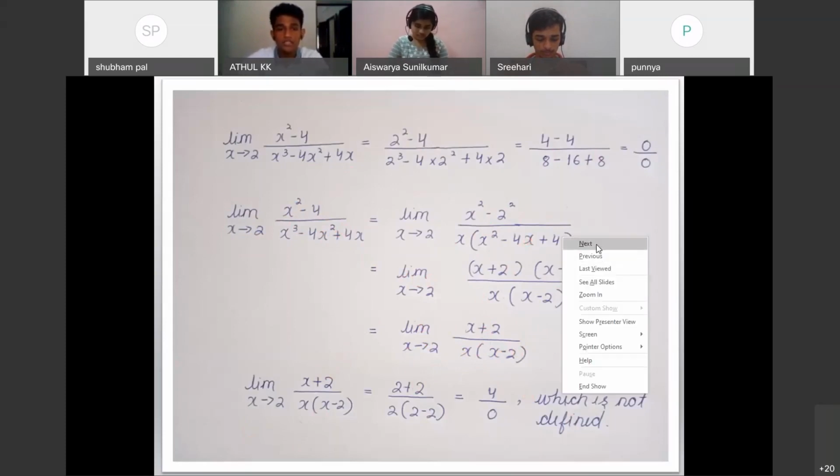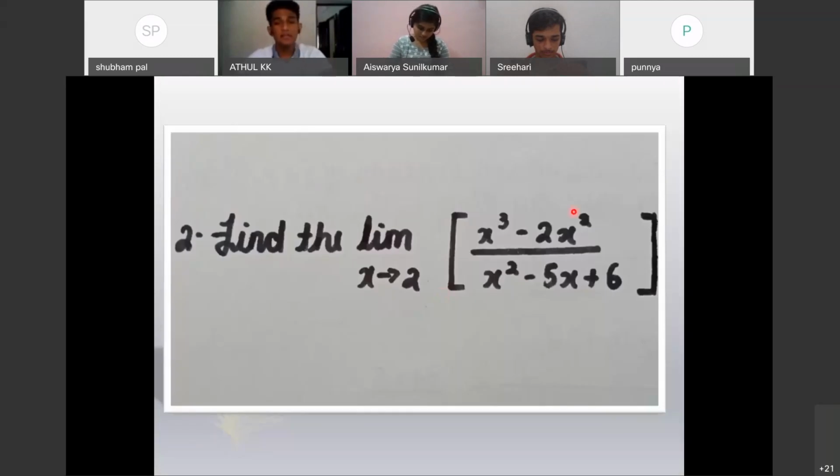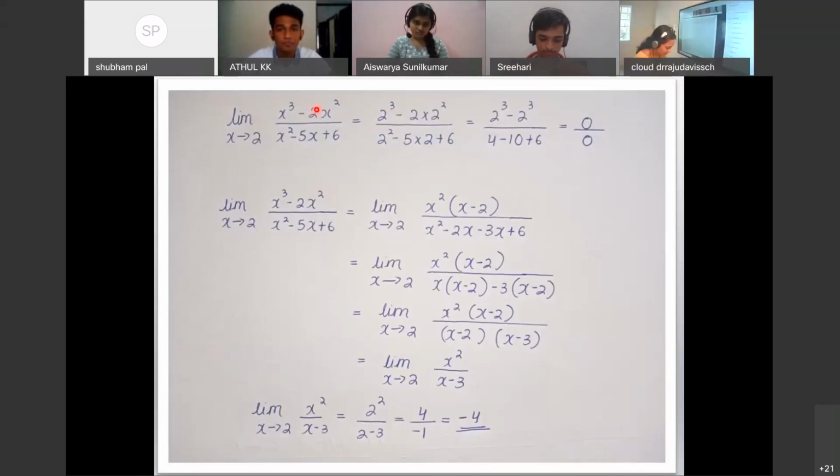Now we'll move on to the second question. Find the limit as x tends to 2 of x cube minus 2x square by x square minus 5x plus 6. Again, it is a rational function, so we move forward with the first step, which is we substitute 2. So when we substitute 2, it becomes 2 cube minus 2 into 2 square by 2 square minus 5 into 2 plus 6. 2 cube minus 2 cube is 0, and 4 plus 6 is 10, minus 10 again 0.